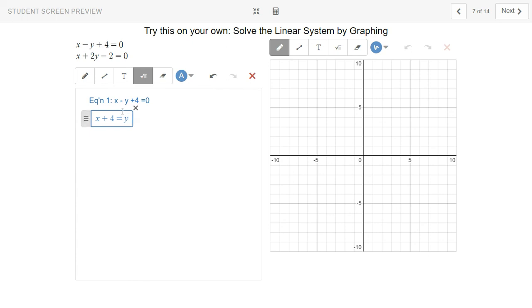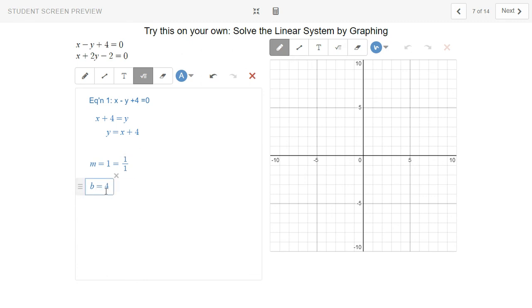So the strategy I used this time is I moved the negative y because I know it's subtracting. When I move it to the other side, it's going to be a positive y. This way, I don't have to deal with a negative y. So I could just rewrite it again: y is equal to x plus 4. So my slope is 1, 1 over 1. My y-intercept is 4.